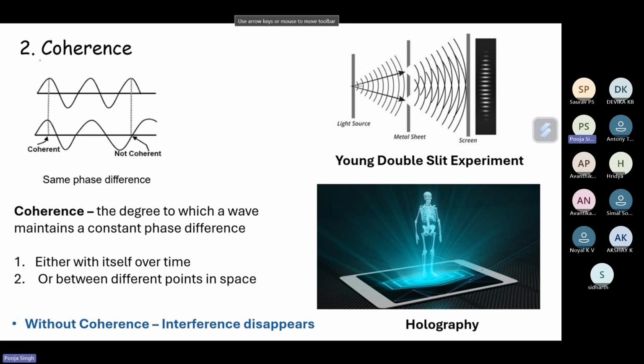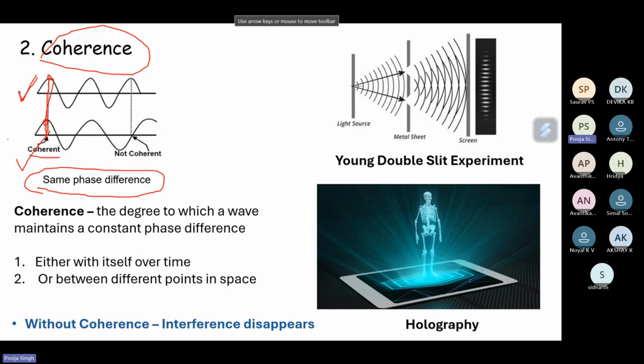Coherence, as I told, is simple. What you have to think about is the phase difference. Suppose you have this particular wavelength or amplitude of the light, and you have another. If you are seeing this wave amplitude, and the phases of both are the same, that's why we call this coherent.